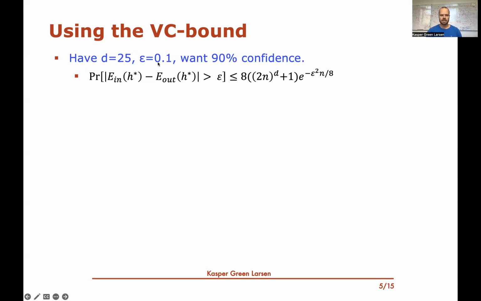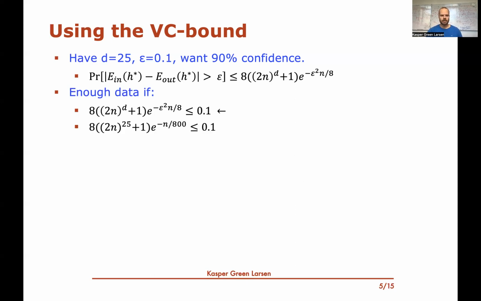So really, I have an epsilon of 0.1, I have a d of 25, and I want this right-hand side to be less than or equal to 0.1. So now I just need to solve this for n. So I have enough data if this right-hand side here is no more than 0.1. That's what we just said.